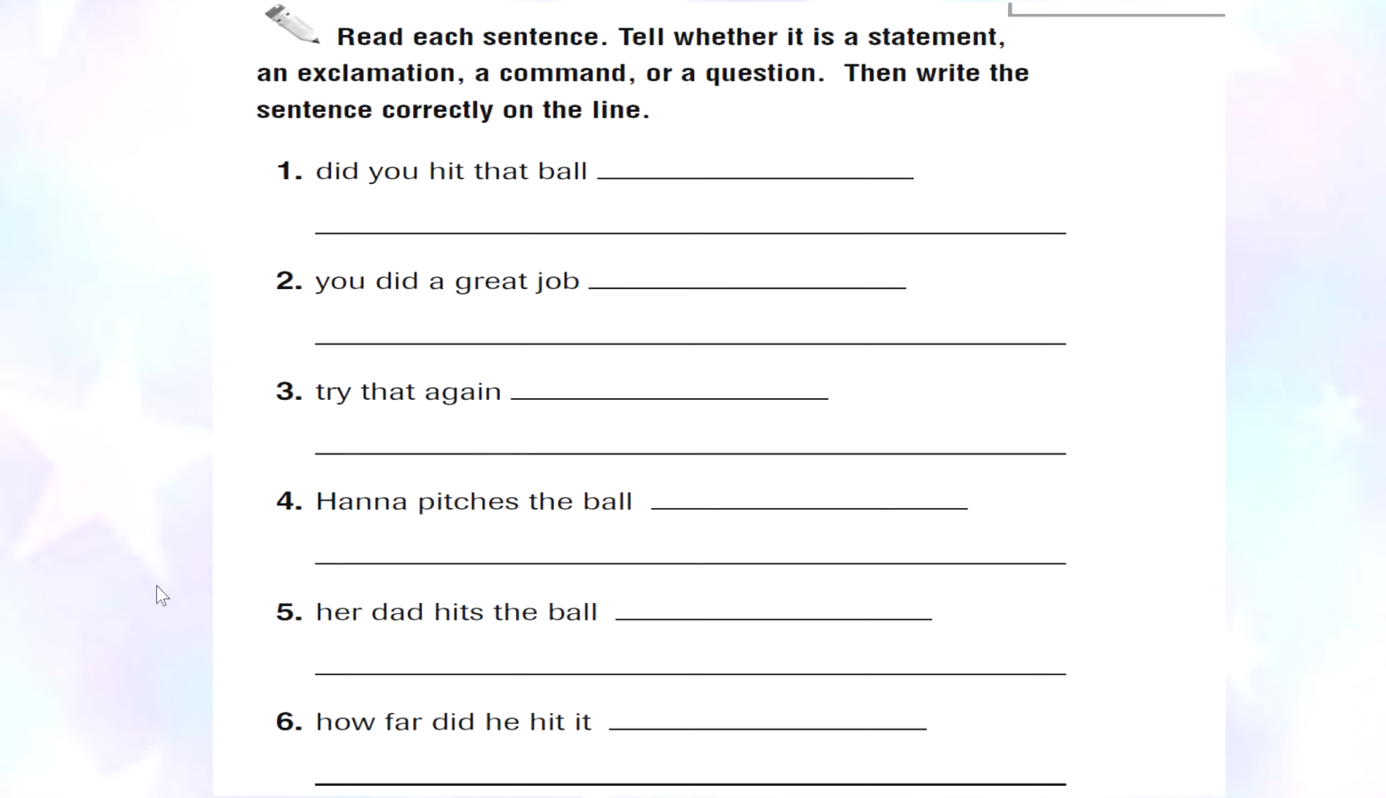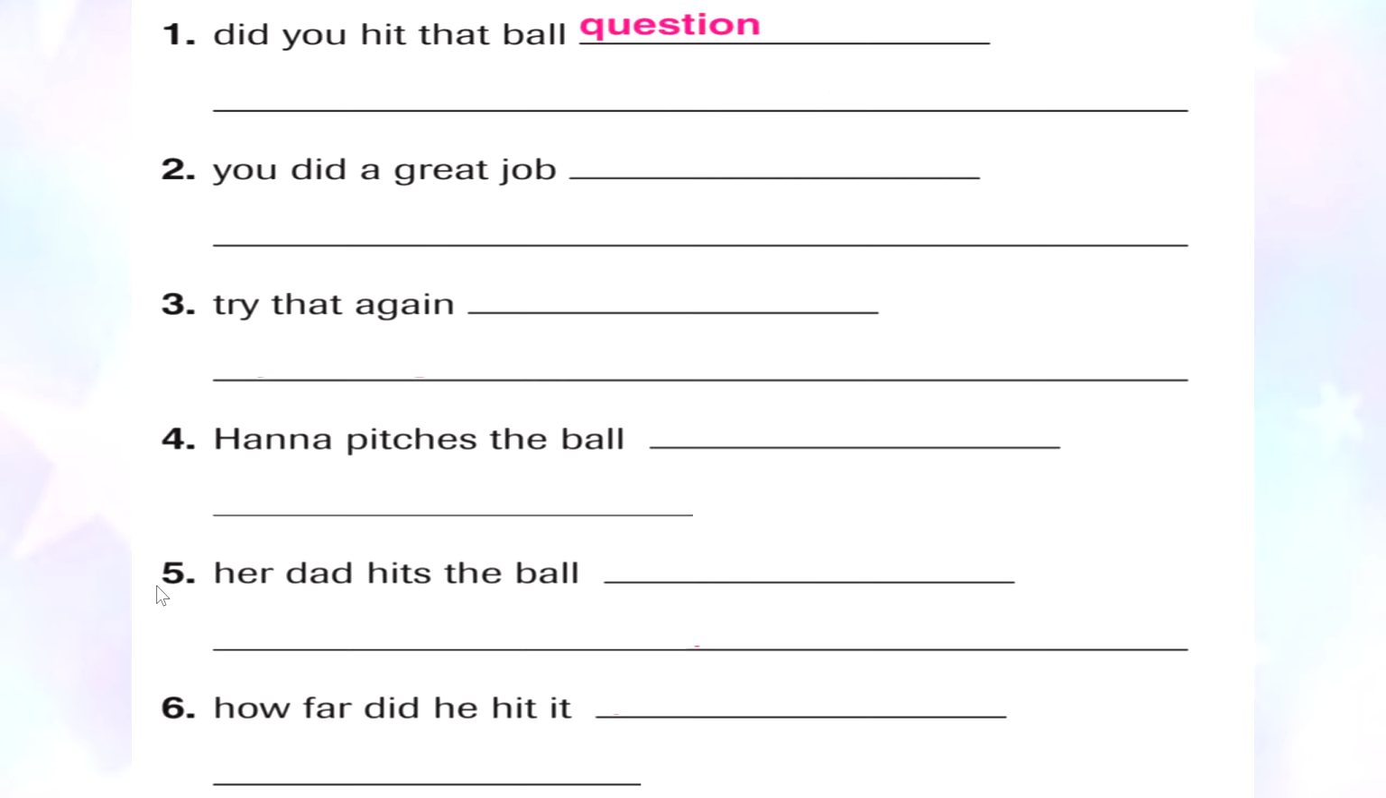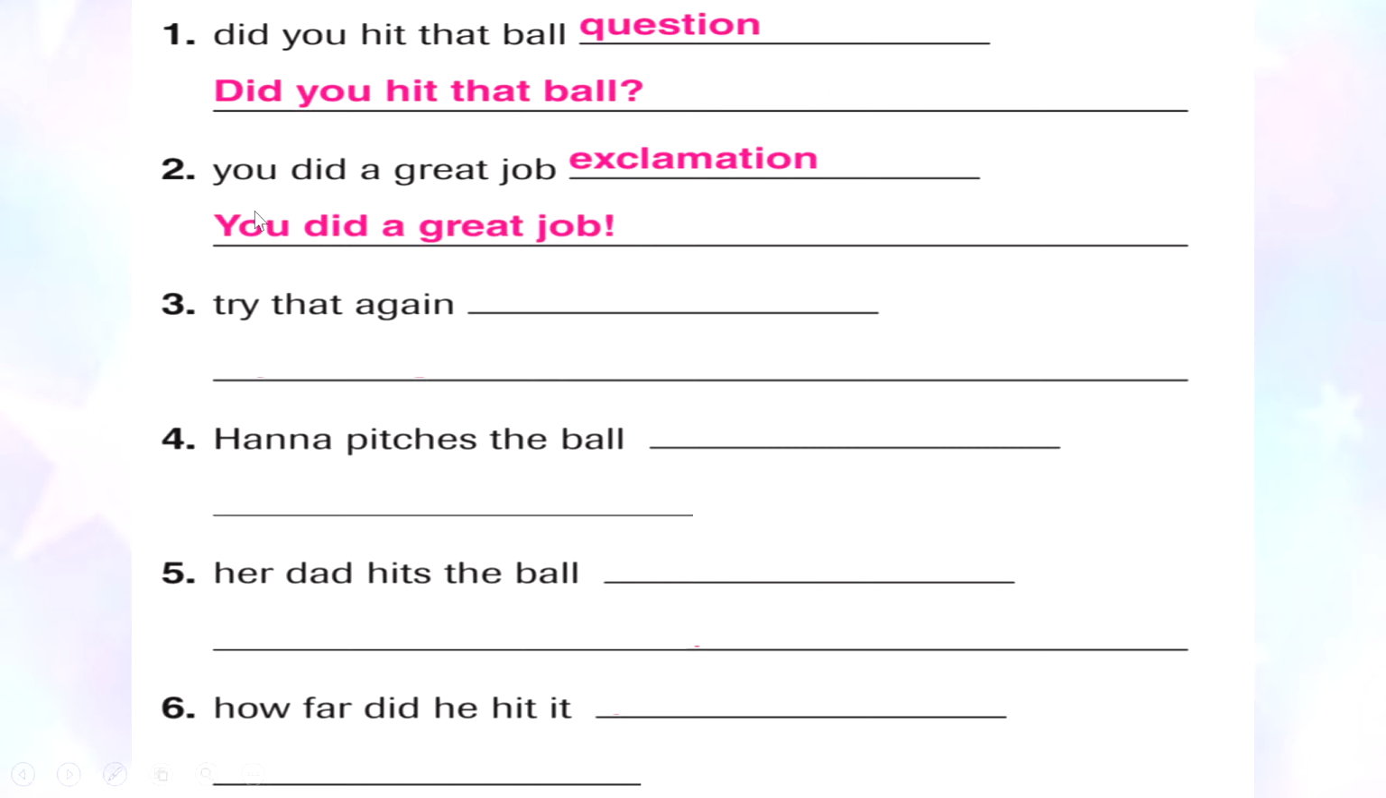Now it's time to check the answers. Number 1 is a question because it starts with did. It starts with capital D, ends with a question mark. 2 is an exclamation, it shows feeling from the word great. It starts with capital Y, ends with an exclamation mark. Try that again is a command. It starts with the action verb try. It starts with capital T, ends with a full stop.